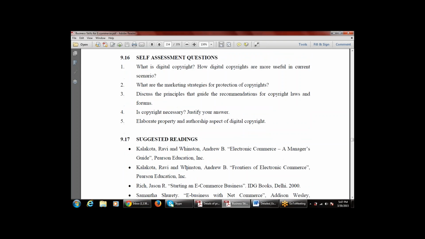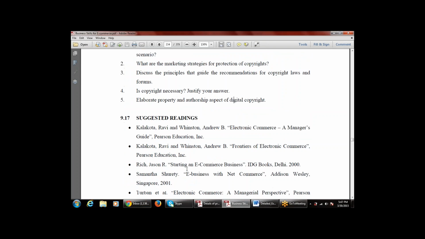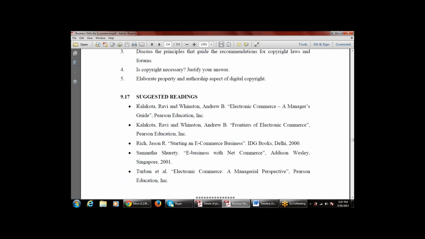The next is suggested readings, that is, the various books that are available on digital copyrights. These are the various books.